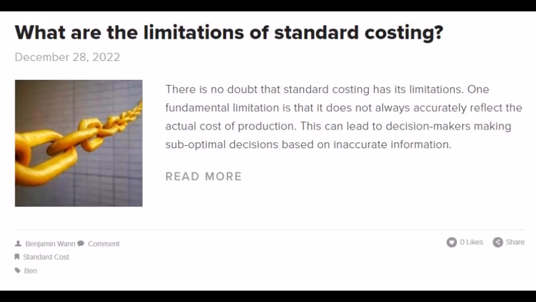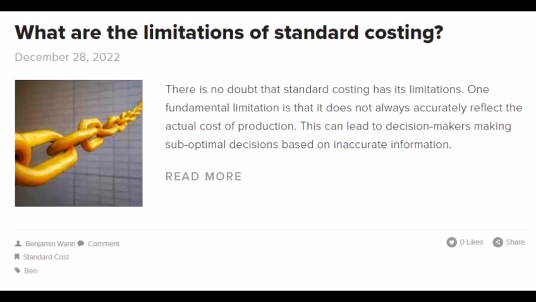6. Standard costs are only as reasonable as the analytical tools available to analyze the performance. Standard costs are an essential part of managing a business. They provide a benchmark against which to measure performance and identify areas of improvement. However, standard costs are only as reasonable as the analytical tools available to interpret them. If data is inaccurate or incomplete, then conclusions about performance will be similarly flawed.